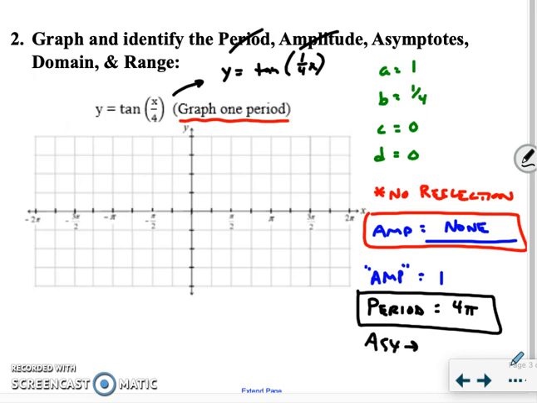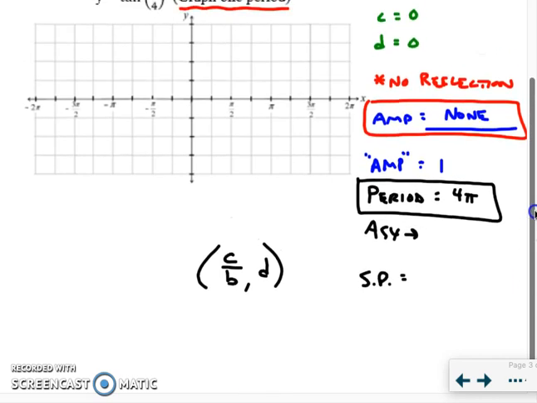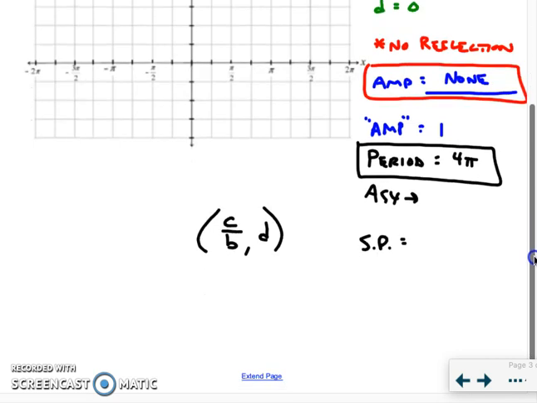But if we're going to sketch in the asymptotes, we should probably have a pretty good idea first of what the sketch is going to look like. Again, as soon as we build our frame, we will know our asymptotes. So speaking of the frame, in order to do that, we're going to have to find our starting point. So just like all the other trig functions, we're going to go with the starting point being c over b, comma d. So c is 0 divided by b, which is 1/4. 0 divided by anything is going to be 0, comma d, which is also 0.